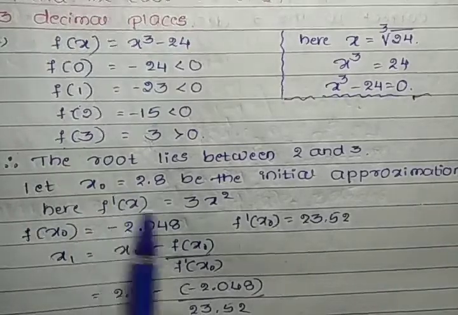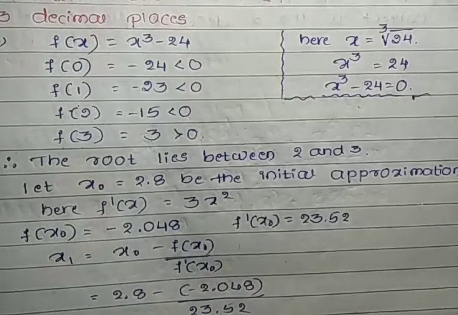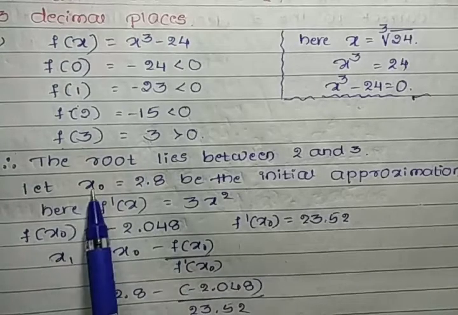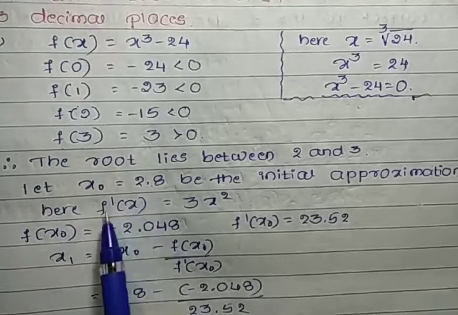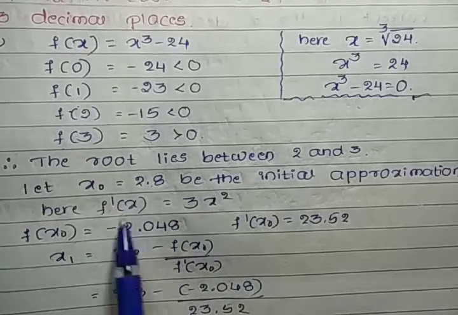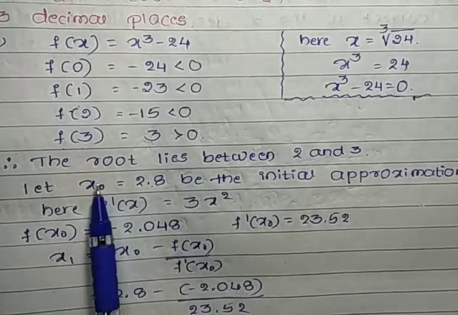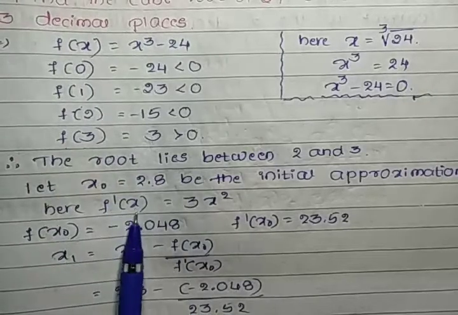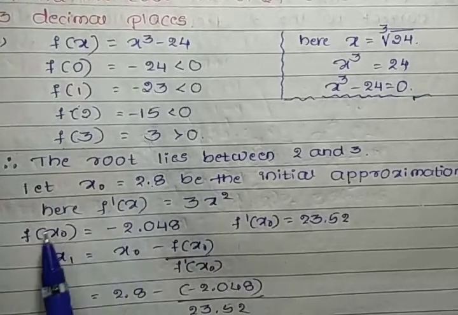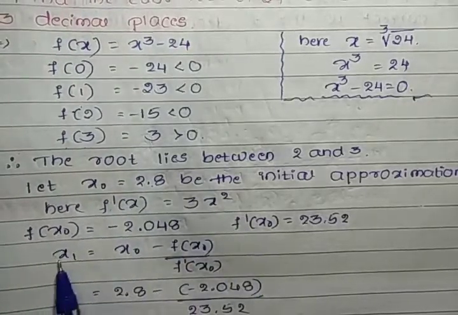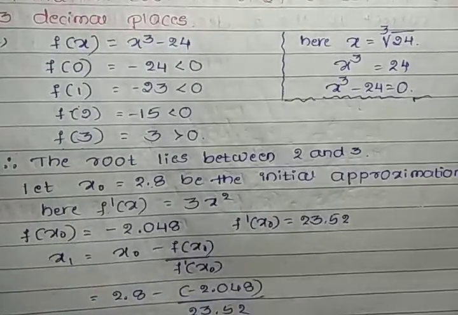So here f dash of x is 3x square. Very simple one. x naught is 2.8. Then the first order derivative, that is f dash of x, is 3x square. Then once we consider x naught and calculate f dash of x, we have to simplify f of x naught and f dash of x naught.